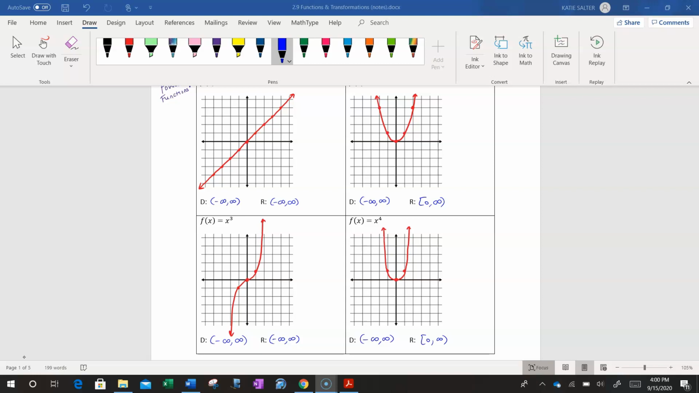If I said graph y equals x to the 21st power, it's going to look similar to y equals x cubed. It's just going to grow a lot faster, but it's still going to have that similar shape. Where if I asked you to graph y equals x to the 10th, it would be similar to that parabolic shape. It would just, once you get outside that 1 or that negative 1, grow much faster. So that happens with all power functions.